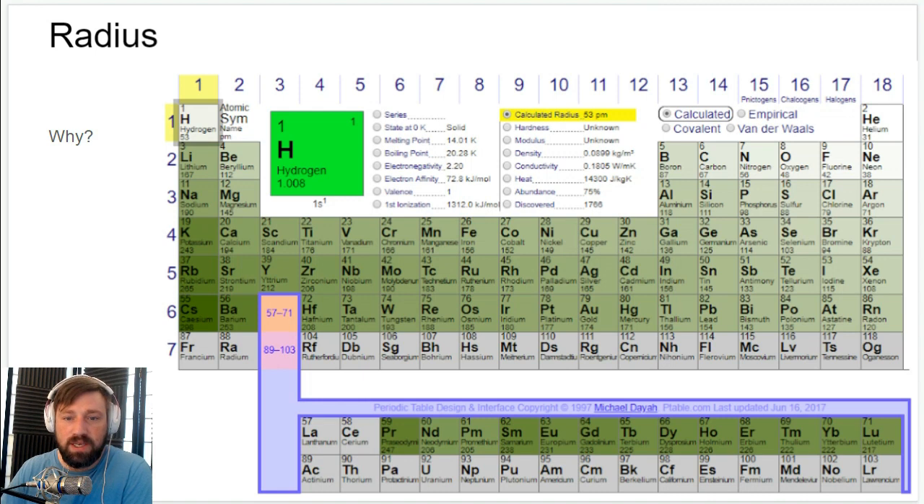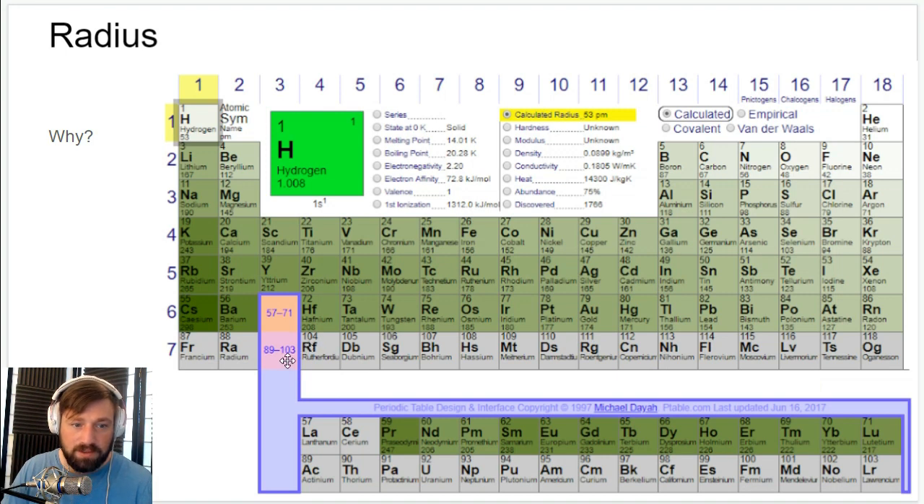And what we see is that the elements over here on the top right-hand side, like fluorine, are going to be much smaller in size than the ones over here. The gray section down here is where we don't have enough information to actually tell you how large these atoms are. But you can guess which one's going to be larger, francium or Rutherfordium.